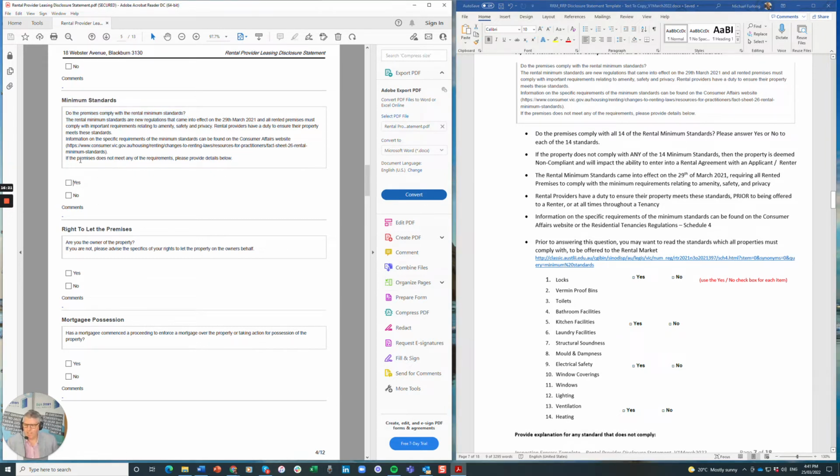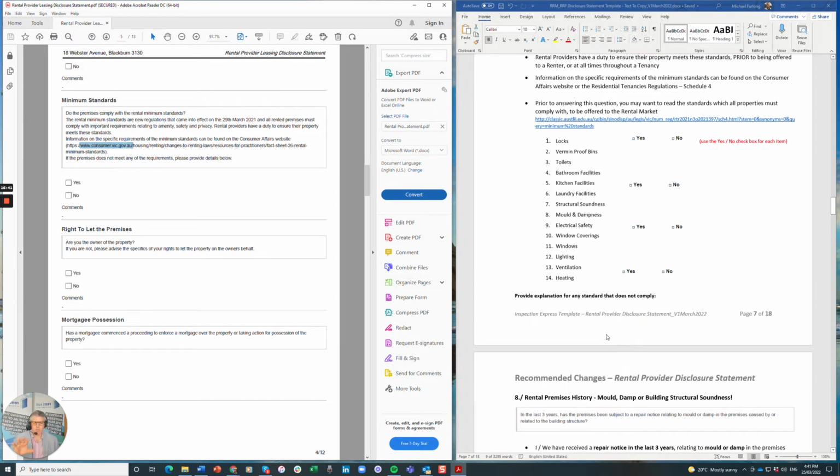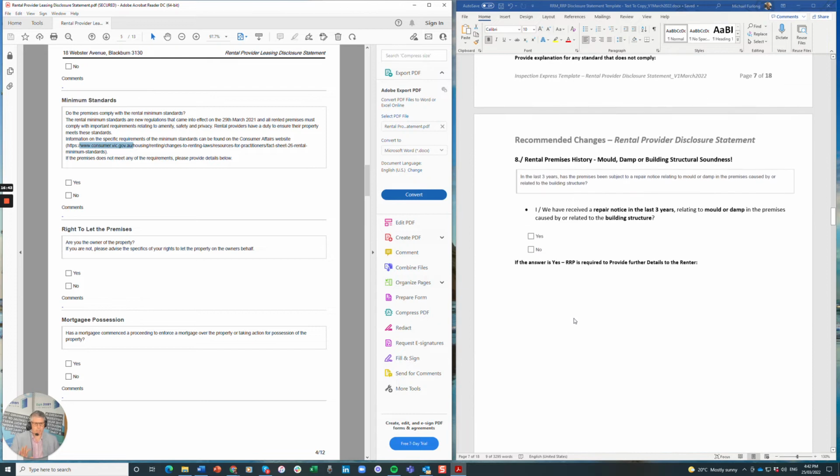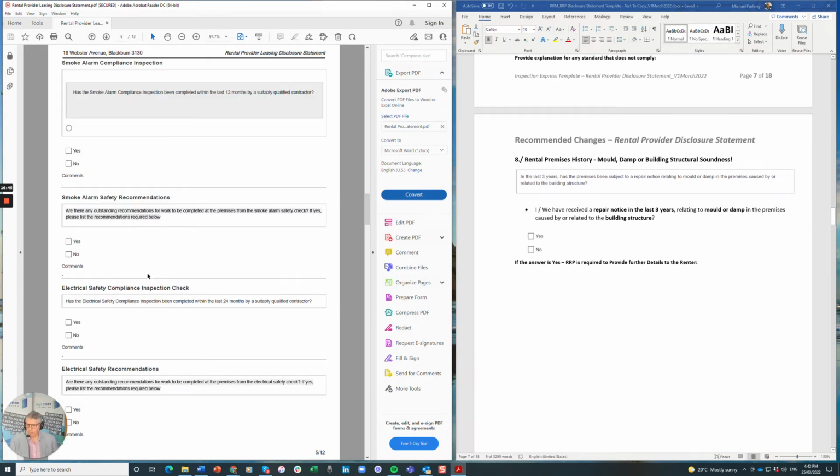Now this particular link, cancel out of that. This particular link, I've changed that one. I'm not using that one anymore. I'm using the schedule. So that was actually back to Consumer Affairs. What I'm doing now is going straight back to the Residential Tenancies Regulations, Schedule 4 inside of there. This should help. By preparing it this way, it should help us get a lot more information. So mold, damp.